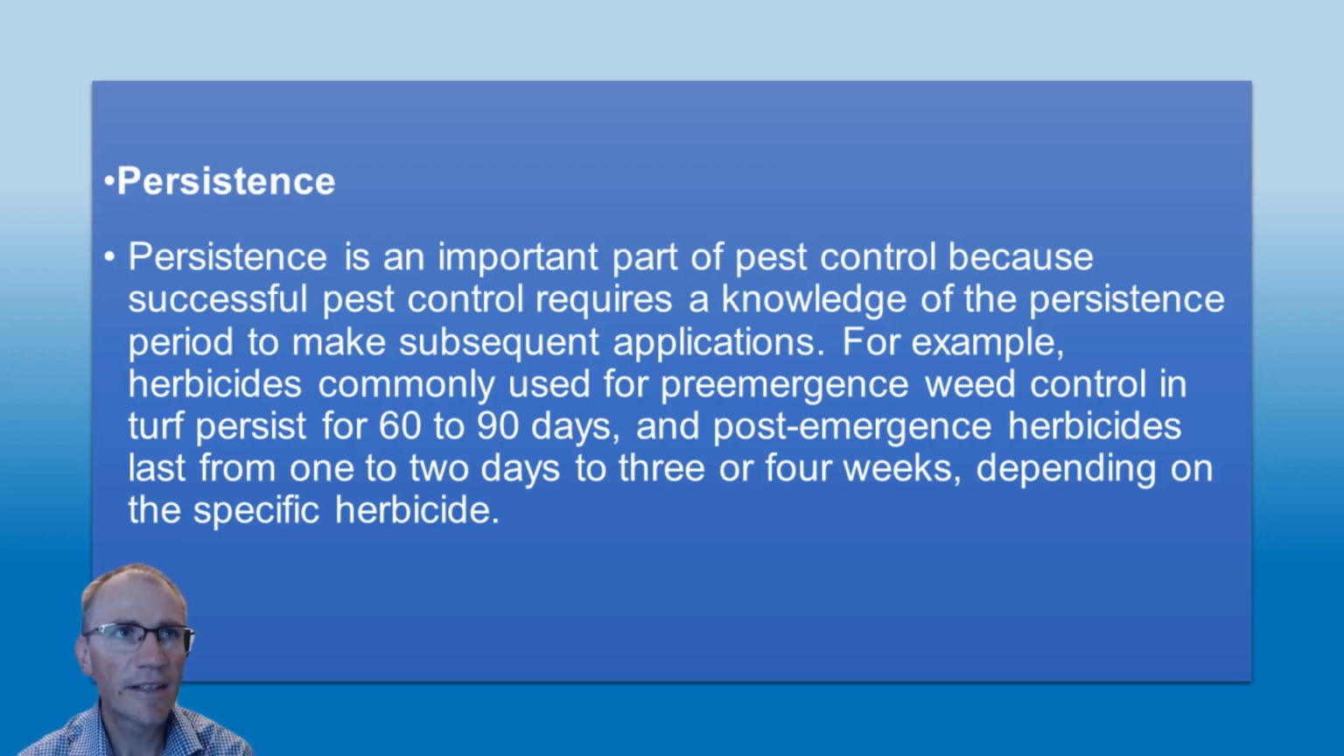Persistence. Persistence is an important part of pest control because successful pest control requires a knowledge of the persistence period to make subsequent applications. For example, herbicides commonly used for pre-emergence weed control in turf persist for 60 to 90 days, and post-emergent herbicides last from 1 to 2 days to 3 to 4 weeks, depending on the specific herbicide.